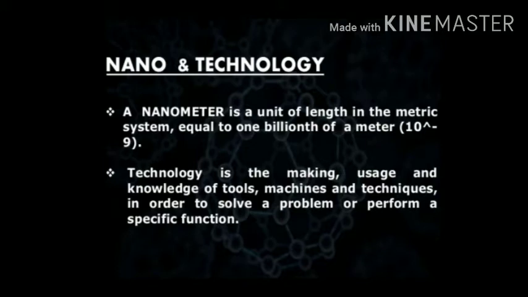Nano is a nanometer, which is a unit of length in a metric system. It is equal to 1 billionth of a meter, while technology is the making, usage, and knowledge of tools, machines, and techniques in order to solve a problem or perform a specific function.